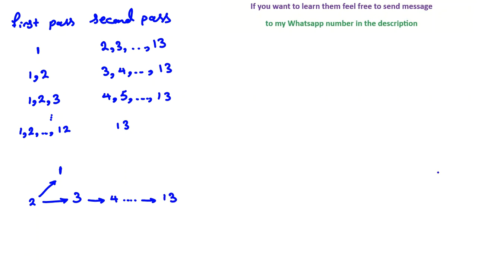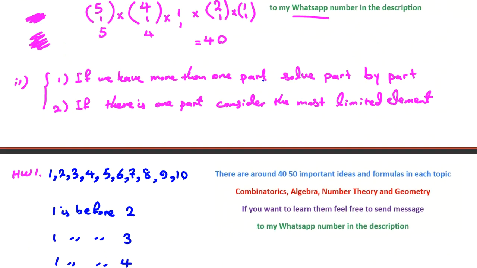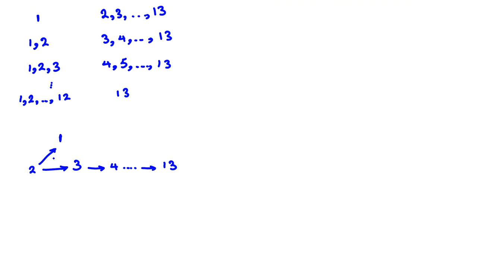So now we want to use our idea. We had 2 steps. If we have more than one part, solve part by part. If there is one part, consider the most limited element. Now here we have one part. The most limited element is 2. So 2 is the first one, and 1 is what? When we erase 2, then we have 12 elements, 12 choose 1. So it is 12. Now that was the first case.